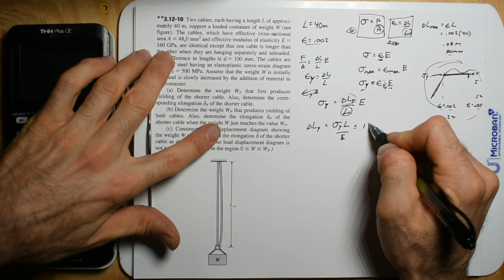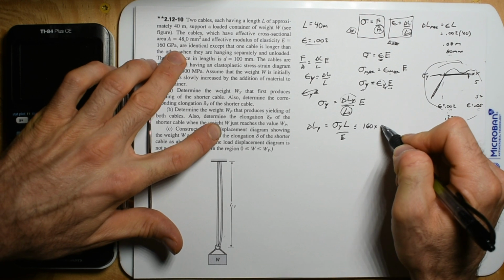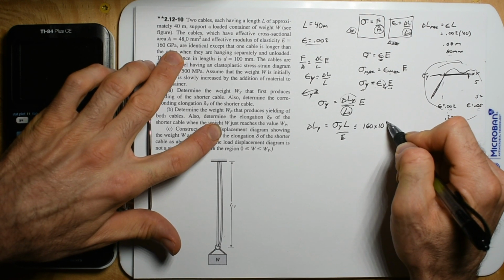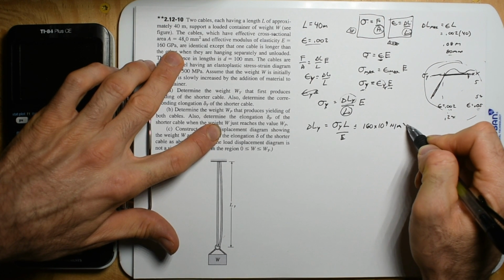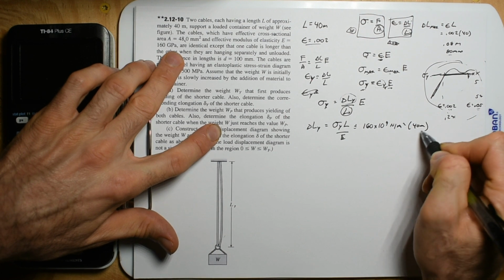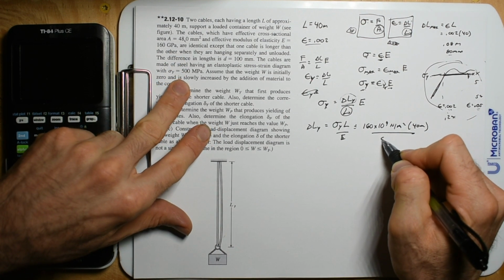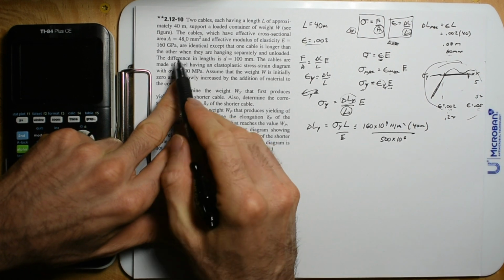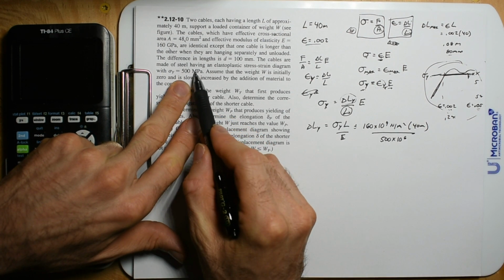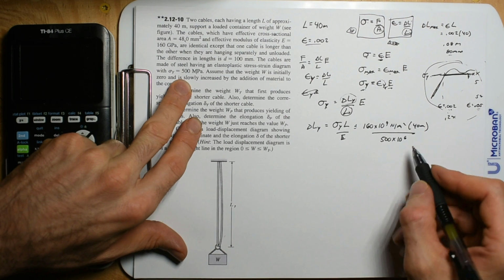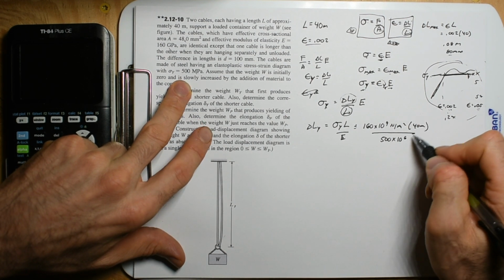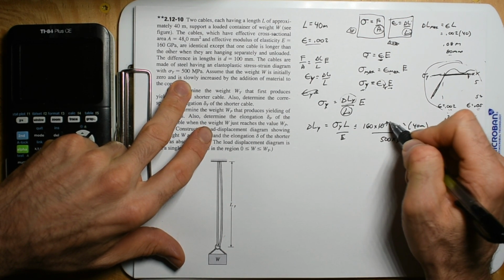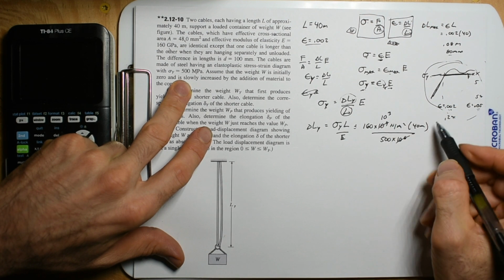So we're going to go 160, and change this to pascals or Newton meters squared. So 160 times 10 to the 9 Newtons per meter squared. Length is 40 meters. And then E is 500 megapascals, so it's only 10 to the 6. So get used to this. This G is 10 to the 9. This M is 10 to the 6. All right. And 10 to the 6, this is going to be 10 to the 3 at the end of the day.